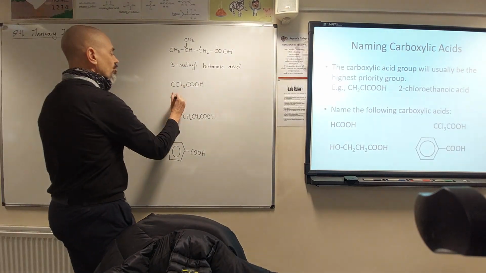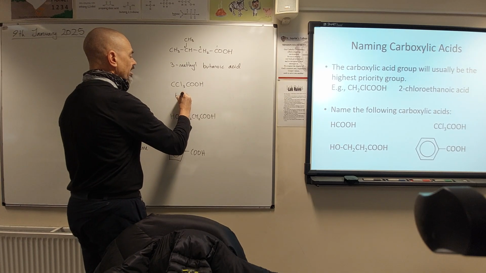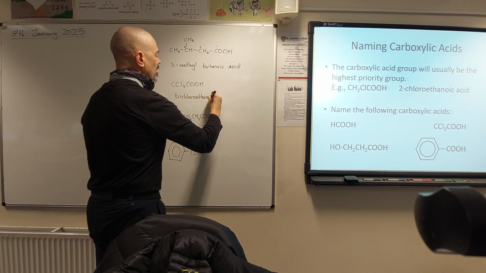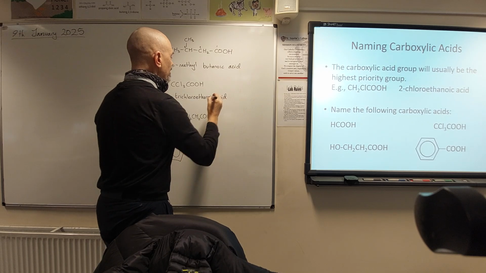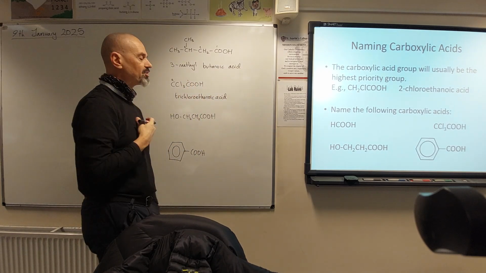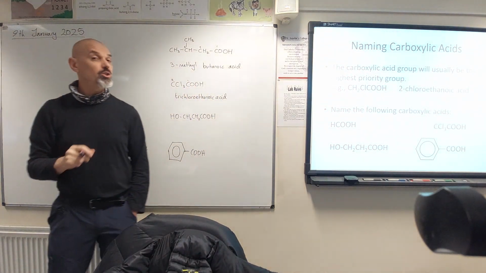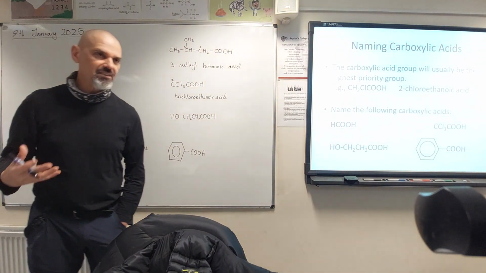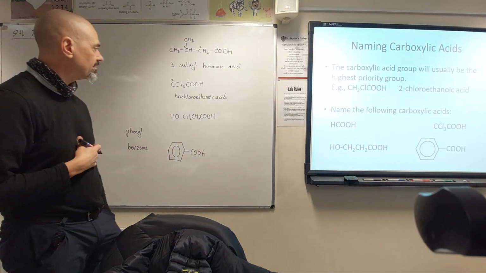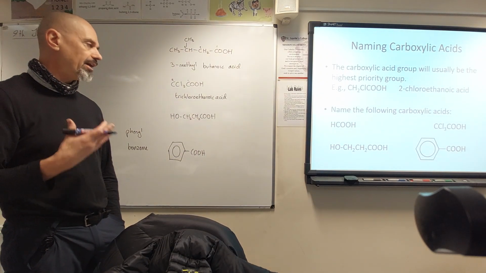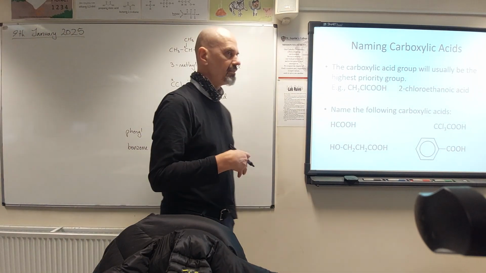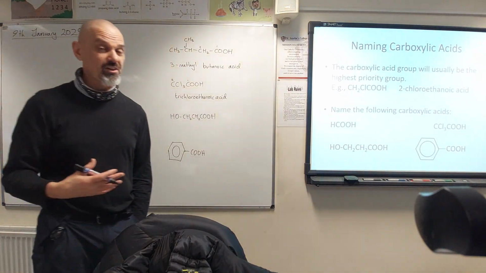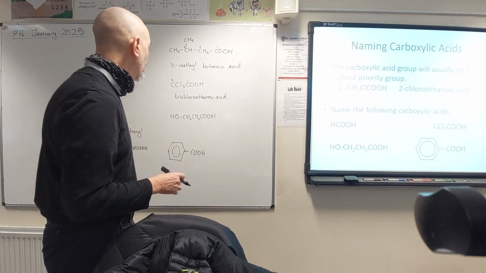So 3 chlorines would just be trichloroethanoic acid. If you were going to put numbers on, well, that's carbon 1, that would be carbon 2, so it would have to be 2,2,2-trichloroethanoic acid. The chlorines can't be anywhere else, so we don't need the 2,2,2. If you put it in your answer in an AQA exam, you won't get it wrong. If you write 1,1,1-trichloroethanoic acid, you get that wrong.